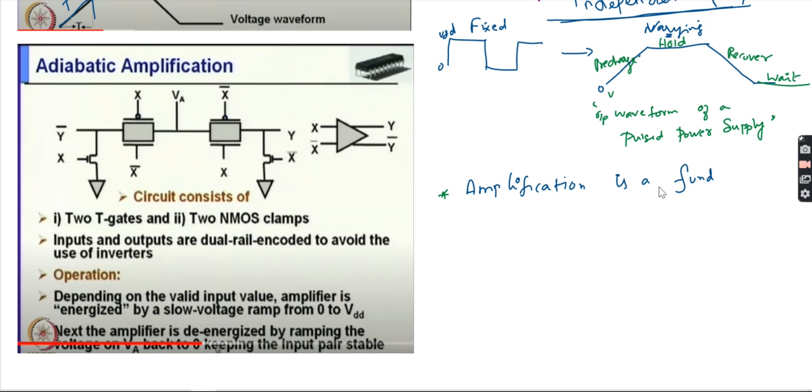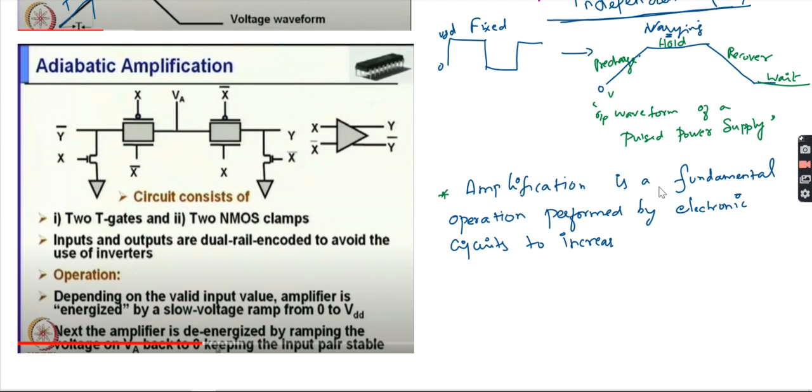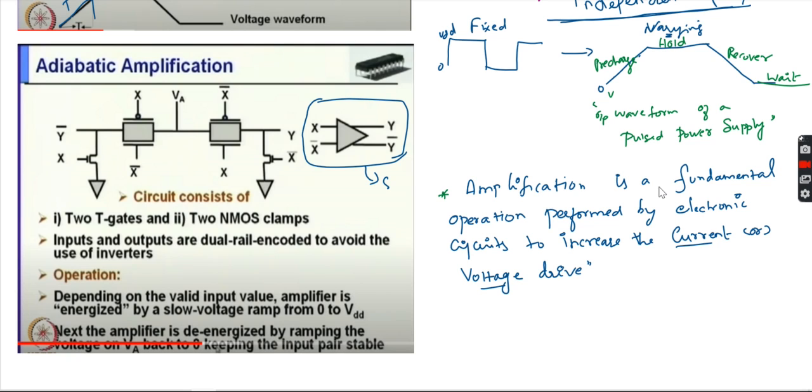Amplification is a fundamental operation performed by electronic circuits to increase the current or voltage drive. This is the amplification. Now you can see, very important, the symbol is this. This is the amplification symbol, the adiabatic symbol. Here you can see this is your input and this will be your output.